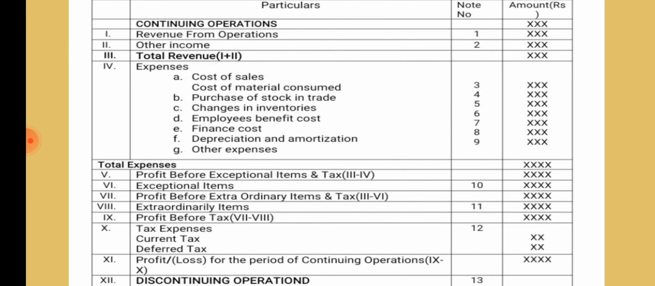Such as, if there is any deferred revenue expenses of marketing, or if there is any amortization of preliminary expenses, so that we are going to take in amortization. So the note number 8 is depreciation and amortization expenses.